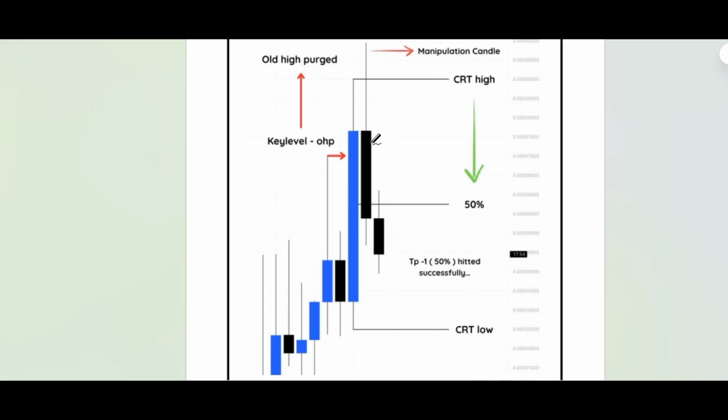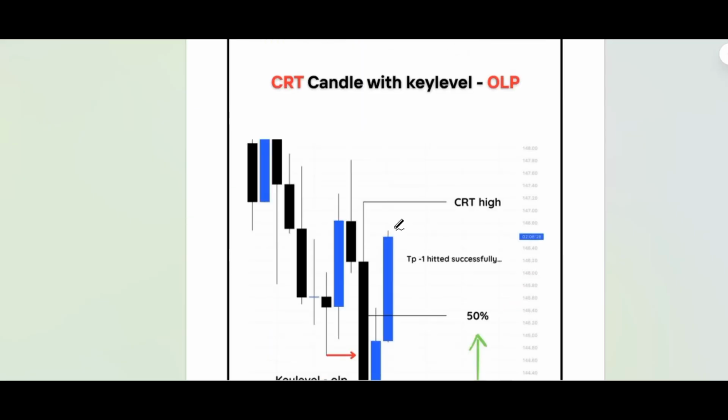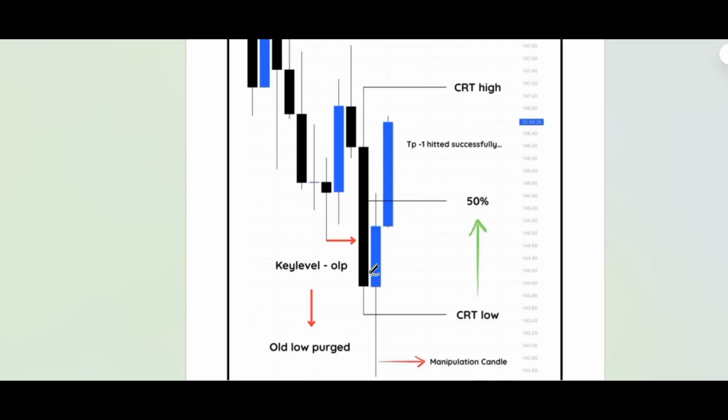As always, we have the manipulation, distribution, whatever. The second thing is the CRT candle with the key level. We call it hold low patch. You see, this CRT candle must patch or close above the previous low. We call it hold low patch, making it a perfect CRT candle.